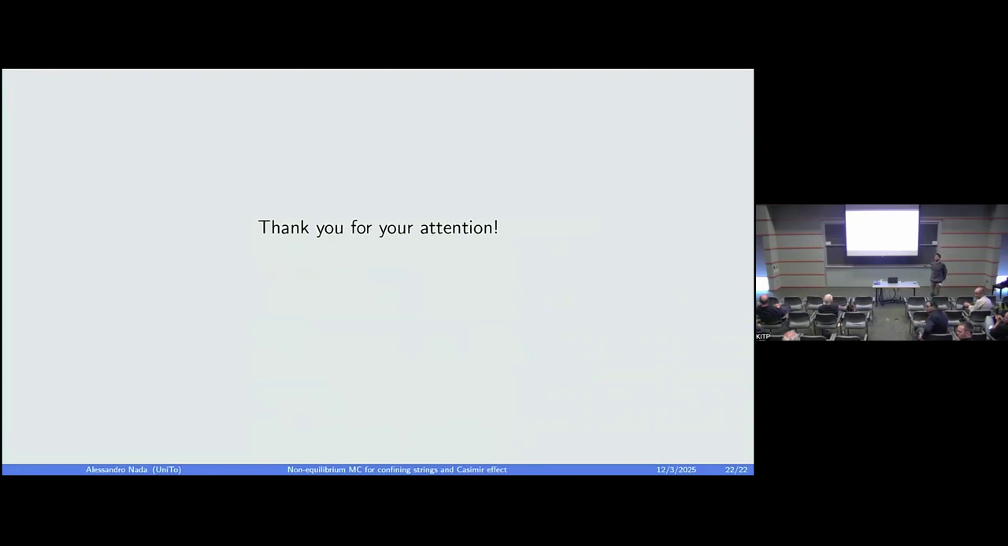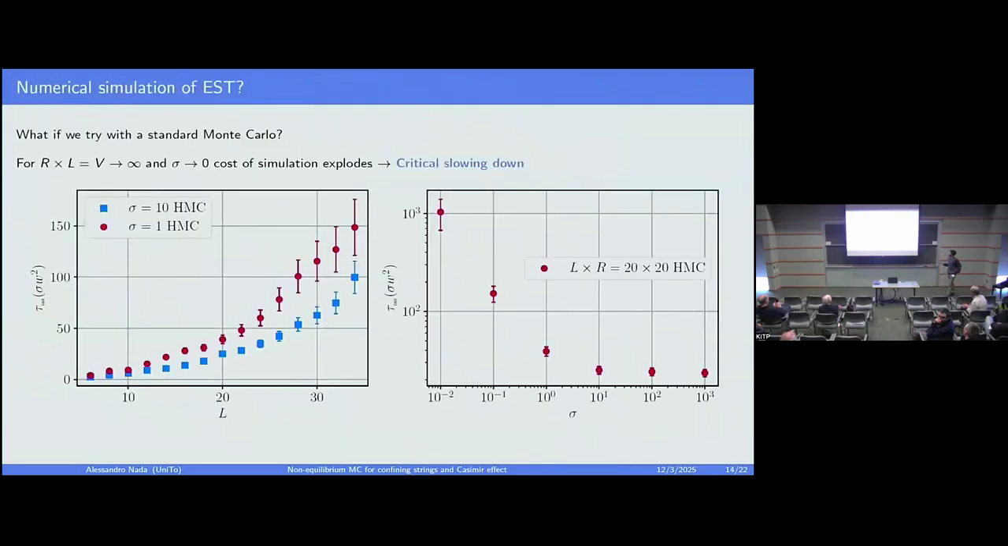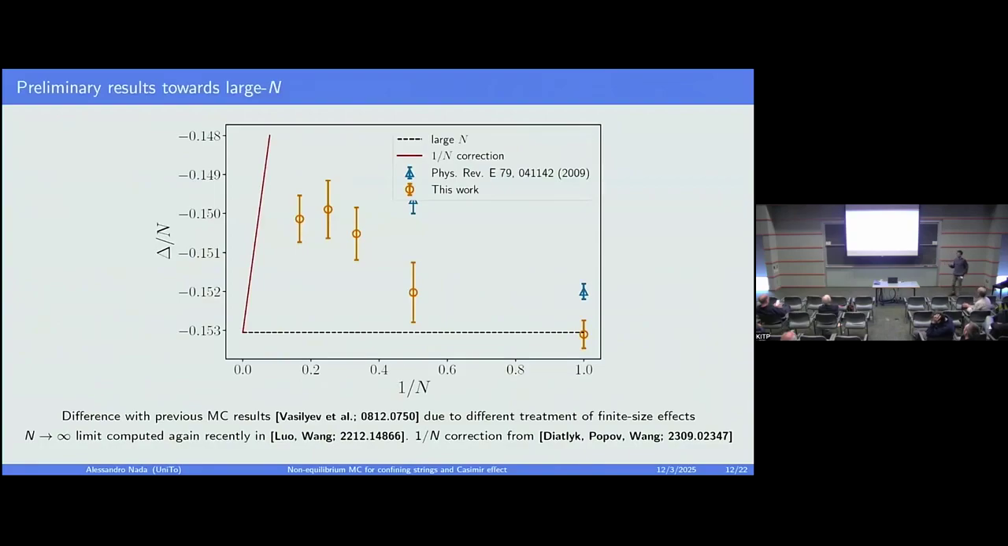So I have 2 questions. First, how is your numerical result, this Monte Carlo, compared to the TBA methods for the excited state energy? You mean for the Casimir energy, right? There is a recent determination coming from the thermal bootstrap, I'm aware.